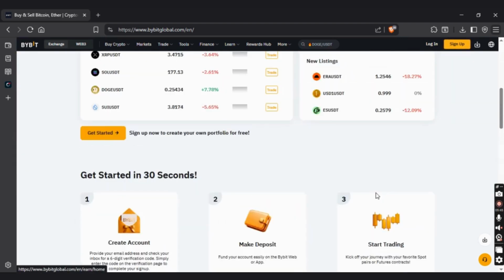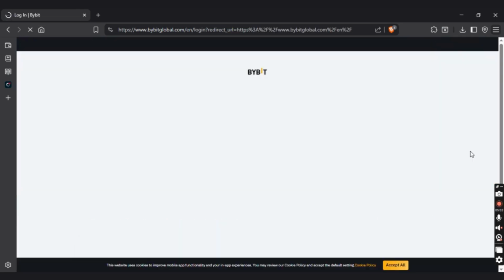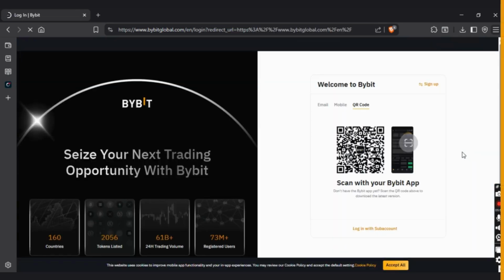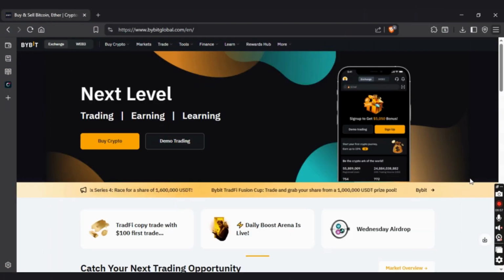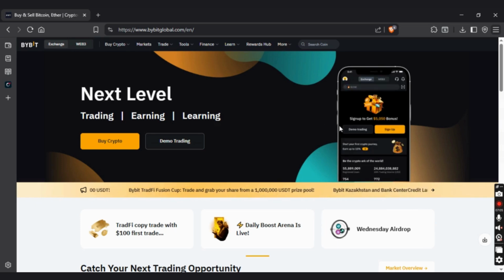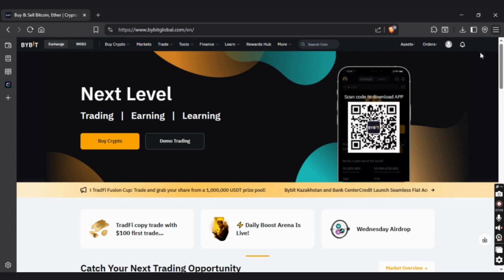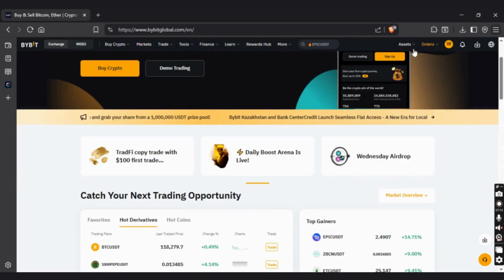So this is just the exchange website. This is the global exchange website. So bybitglobal.com is where you're logging in. So I'm going to log in now, and I'm going to go off screen so that I can log in, and then we continue. So guys, we are logged in to our Bybit, and as you can see, we are logged in.